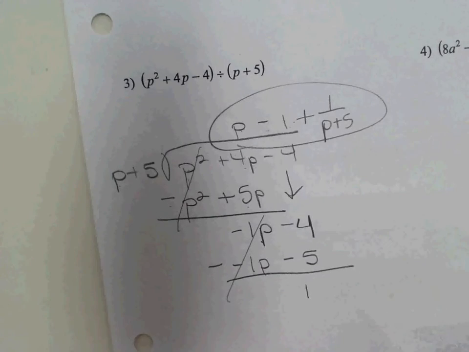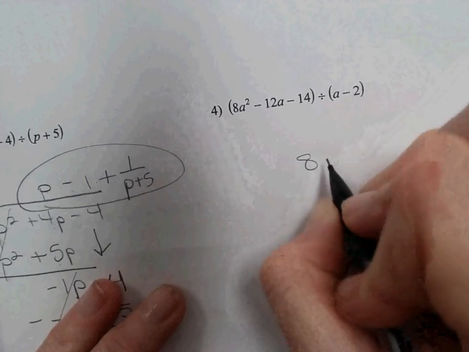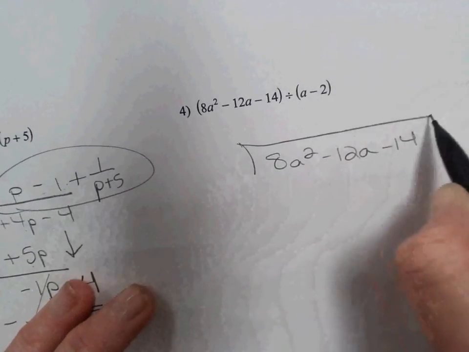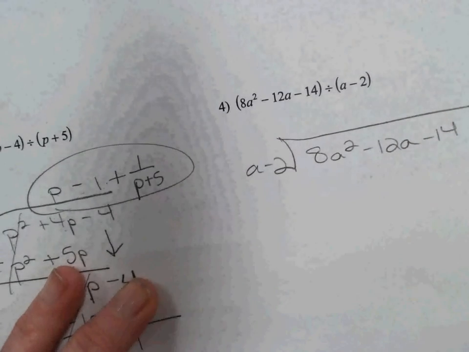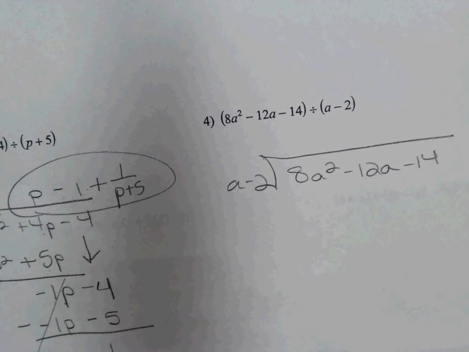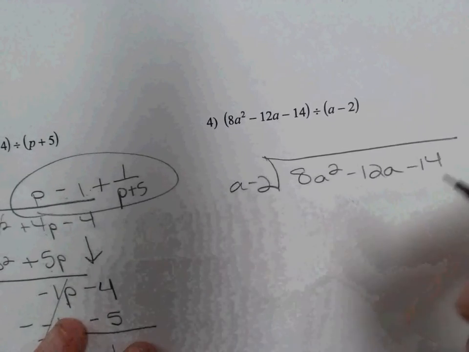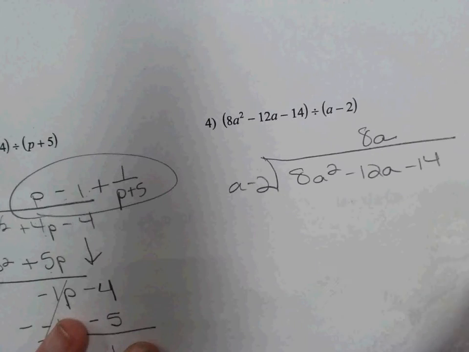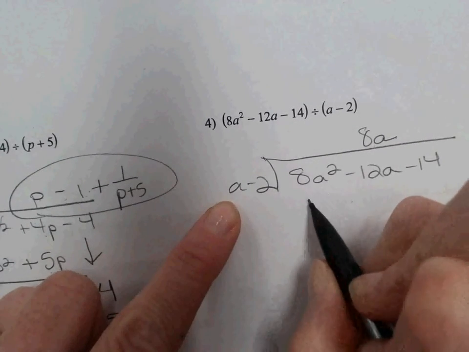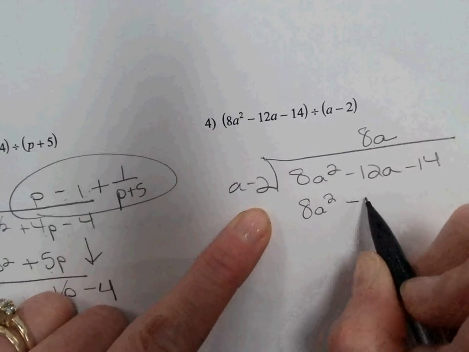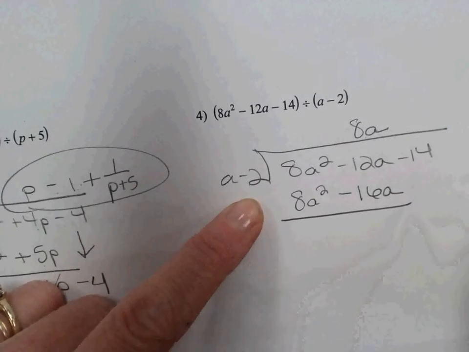Do this last one together, and then you'll have time to do the back on your own. 8a squared minus 12a minus 14 divided by a minus 2. Uh-oh, we have numbers now. The lead coefficient is now 8. So what times a is 8a squared? 8a. So then we multiply: 8a times a is 8a squared, and 8a times negative 2 is our minus 16a.